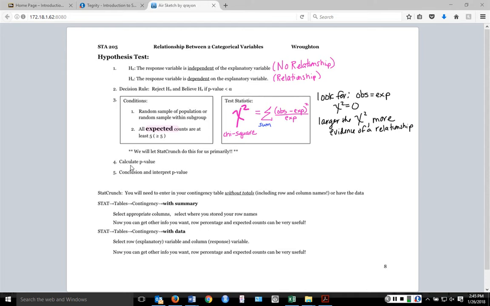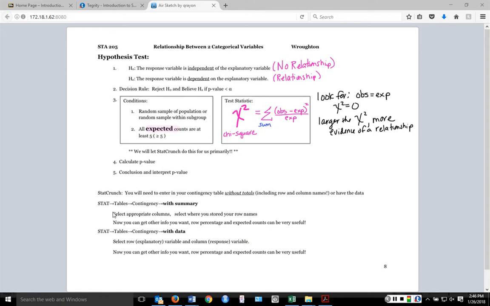For our step 4, we're going to calculate our p-value, which is going to be going to StatCrunch. Step 5 is going to be our conclusion and interpretation. So we're going to be using StatCrunch for this one, and there are 2 different ways that we're going to do it. I'm going to go ahead and show you how to get the output we're going to use for our next video when we do the example.